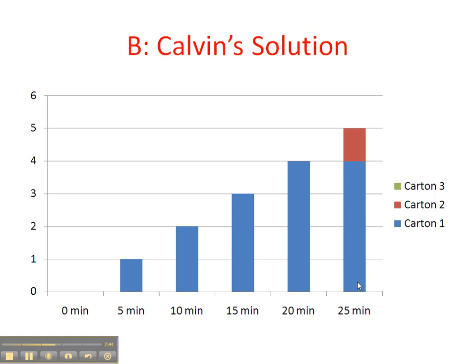When he starts his 25 minutes, then he has to start a new carton, so we are representing that by the red color at the top. Here are the fractions that are represented in Calvin's solution: 1 quarter, 2 quarters, 3 quarters, 4 quarters, and 5 quarters.